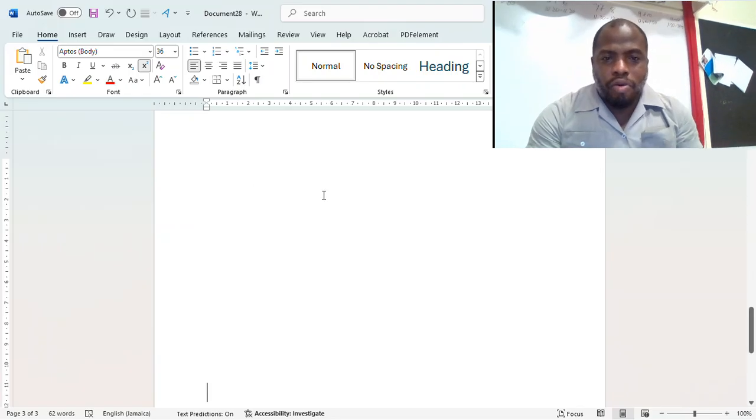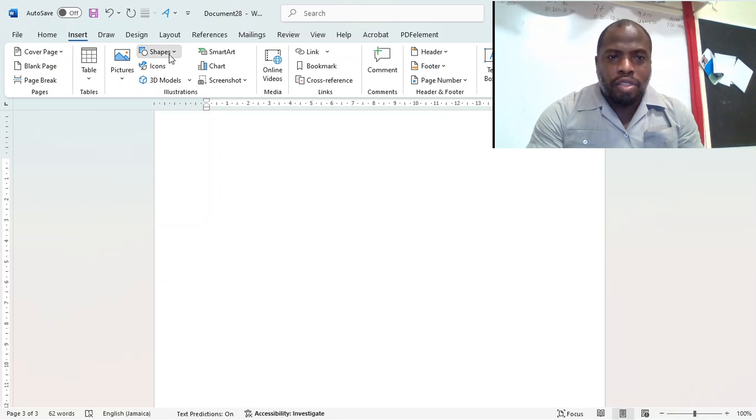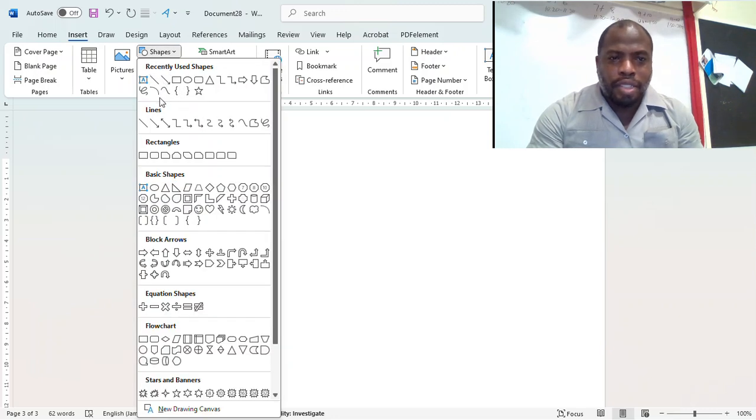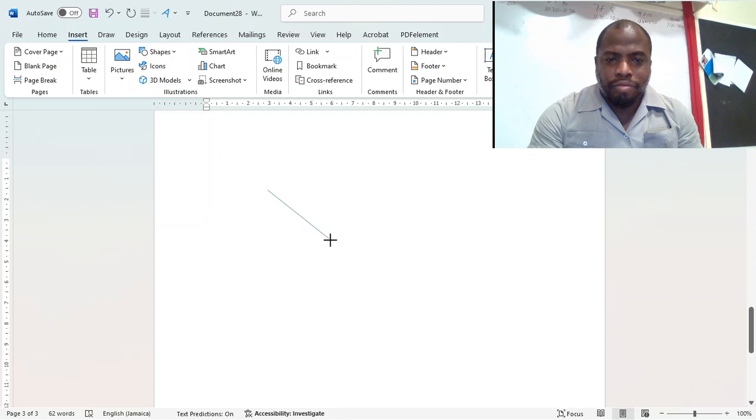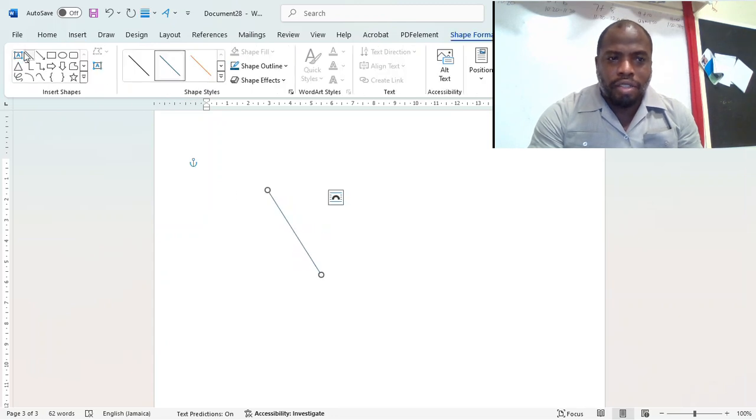Alright, so we are on our Word document. So just bear with me. So we go in shapes, and we can use the line. So right here, what I'm doing now is creating my filter funnel. So my filter funnel.